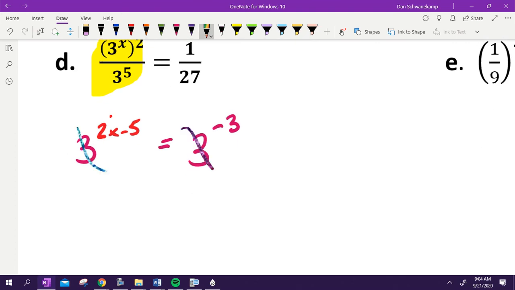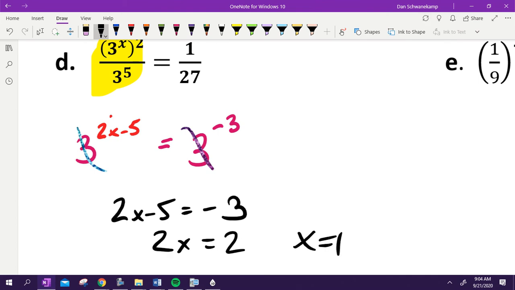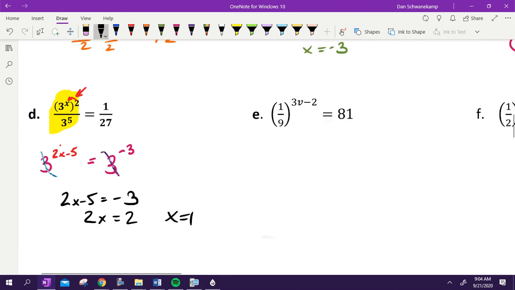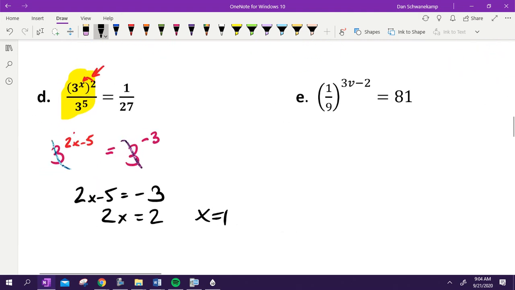Cancel, cancel. 2x minus 5 is equal to negative 3. Add 5. x is 1. Try letter E with your neighbor. Go.